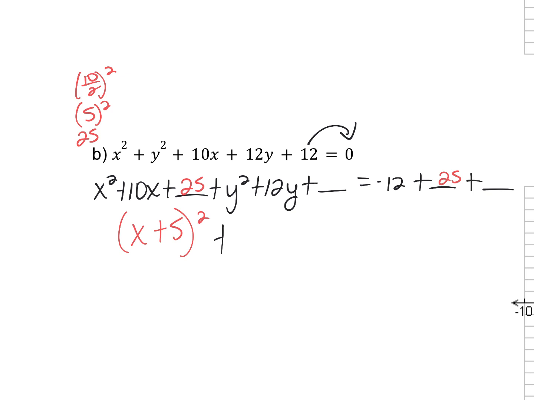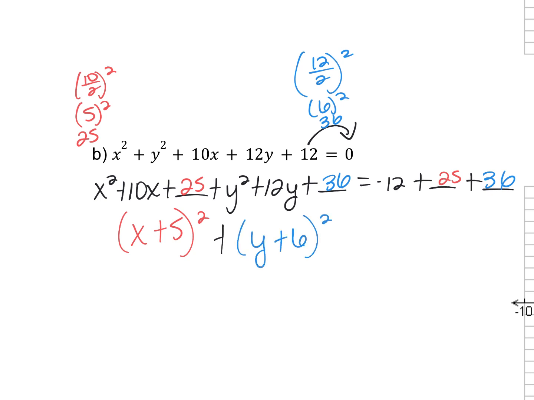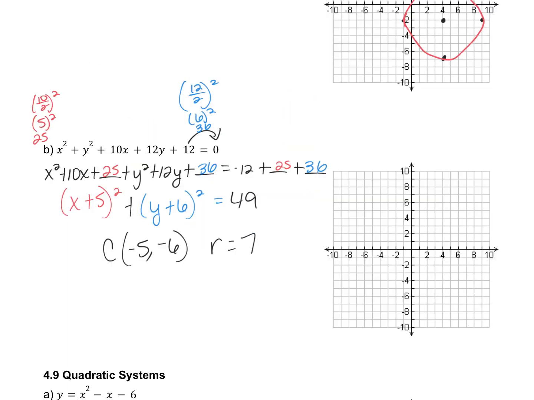plus, now let's do the exact same thing for our y's. We have 12 over 2 squared, which would be 6 squared, or 36. So this would be y plus 6 squared equals, hey, it worked out pretty nicely, equals 49. Okay, so now what is my center? My center is at negative 5, negative 6, because remember they're the opposite. And then my radius is 7.